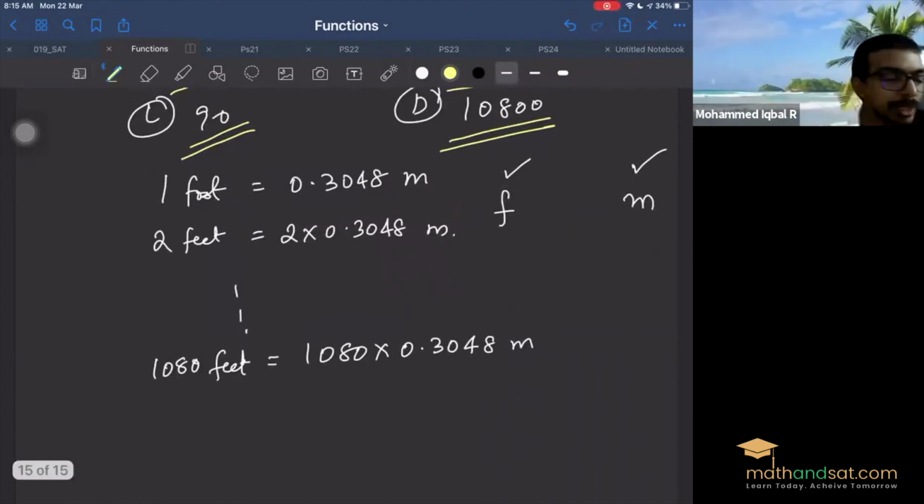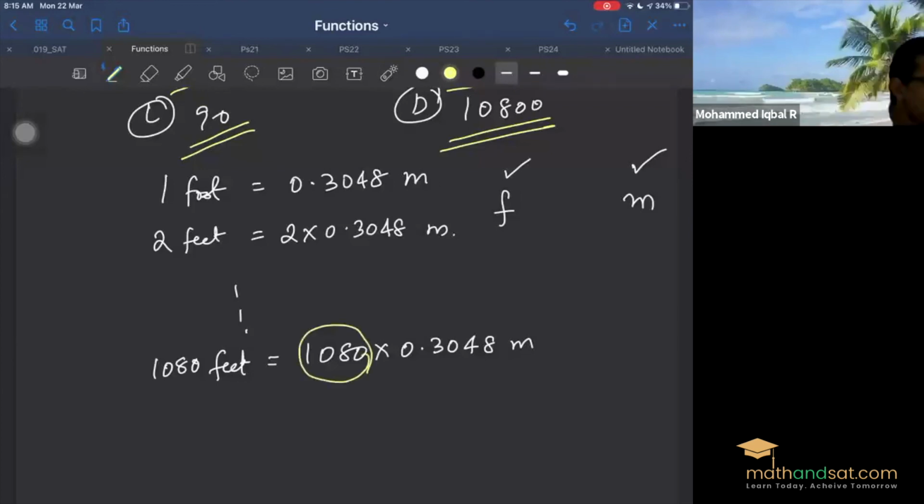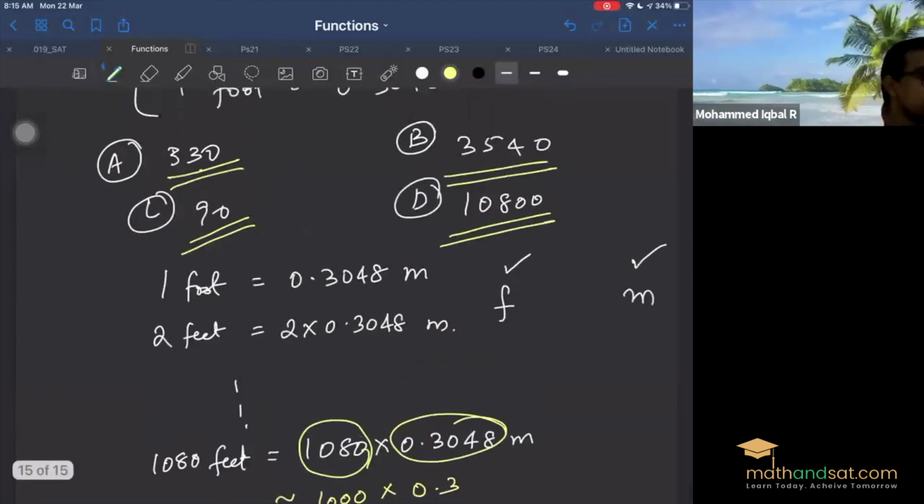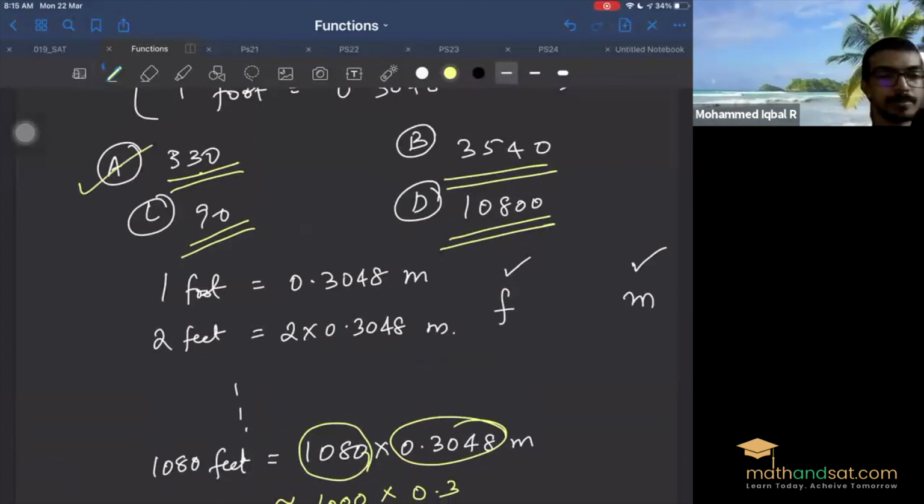If you have a calculator, you can plug in the numbers and get the answer. But what I'm going to do is approximate this as 1000. This is approximately 0.3. So your number is approximately what? 1000 times 0.3 is approximately 300. Your answer is approximately 300, and the answer closest to 300 is this one. Got it?